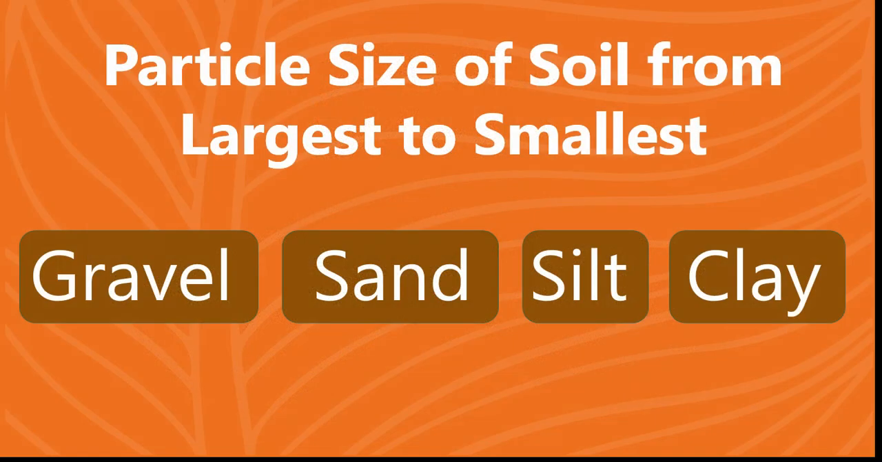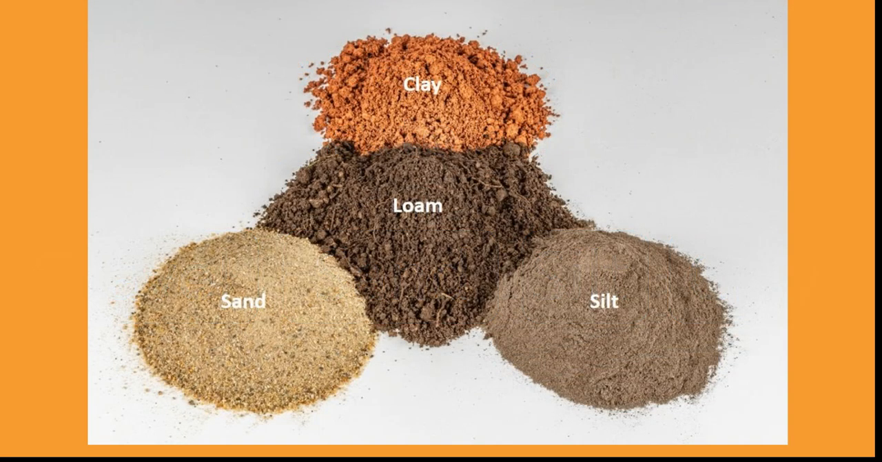Okay, so the particle size of soil from the largest to the smallest. Okay, so gravel is the largest, then comes sand, then comes silt, then comes clay. So let's go back again to our previous slide. All right, so which is the biggest one? Gravel's not in there. Then comes sand, and then silt.